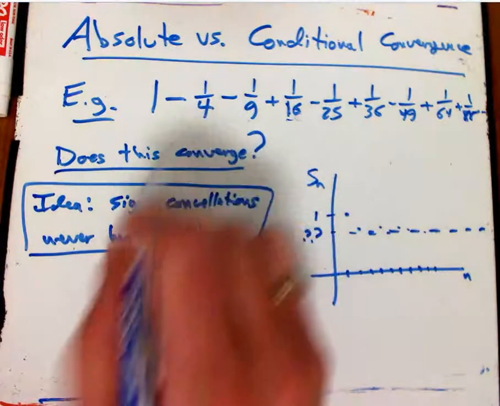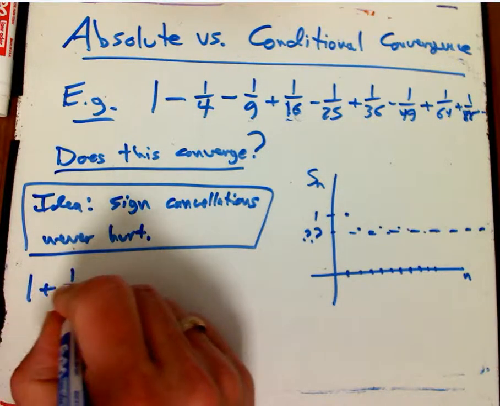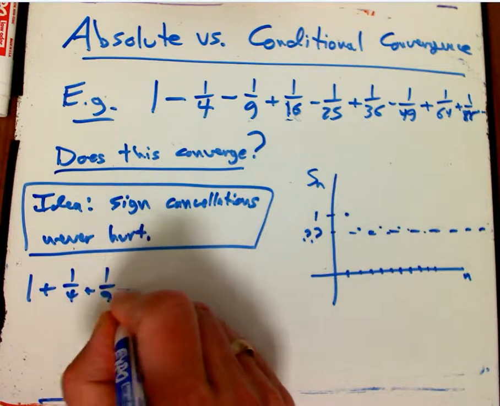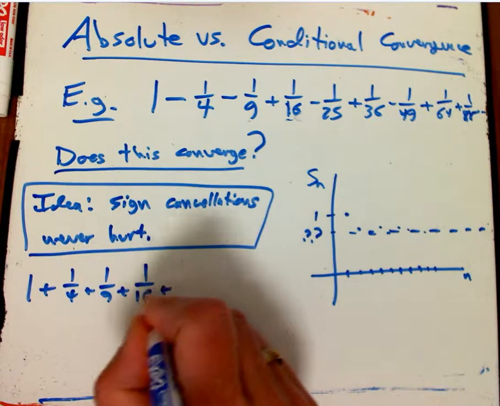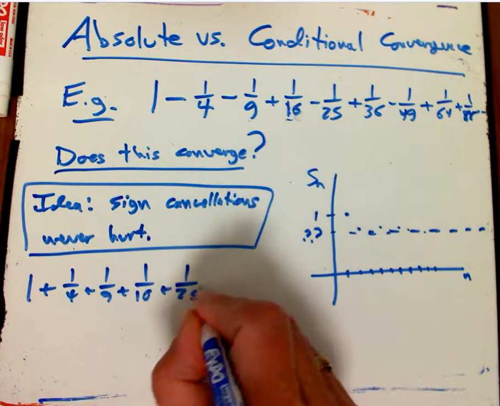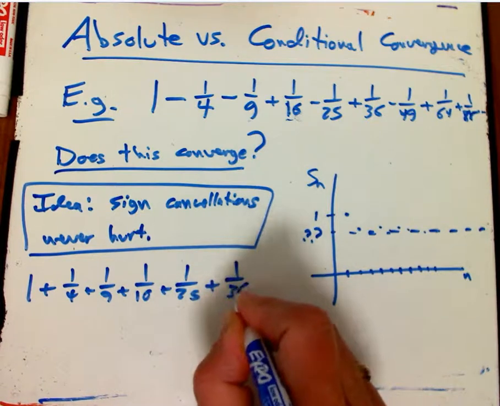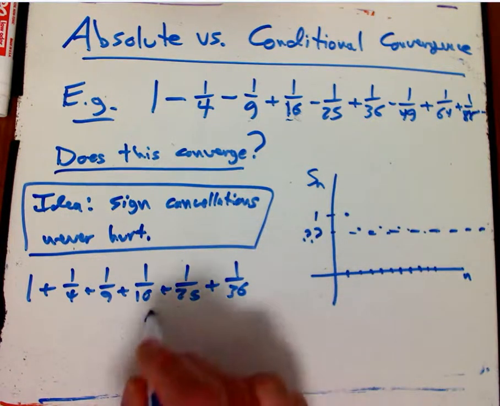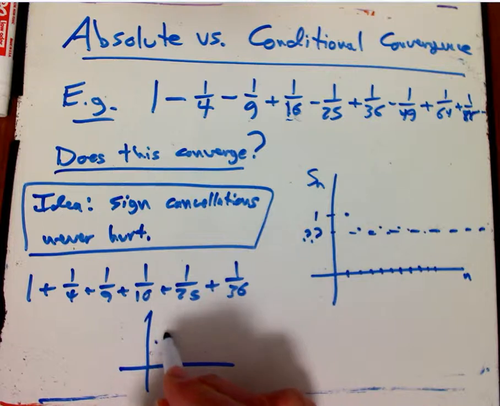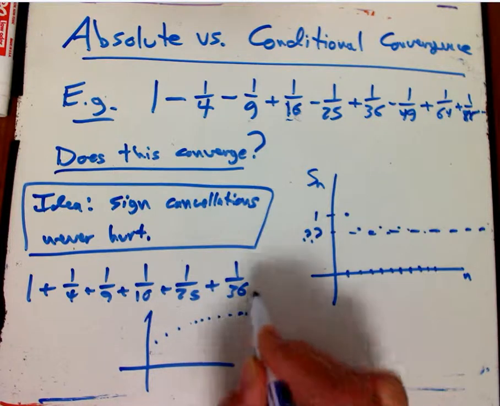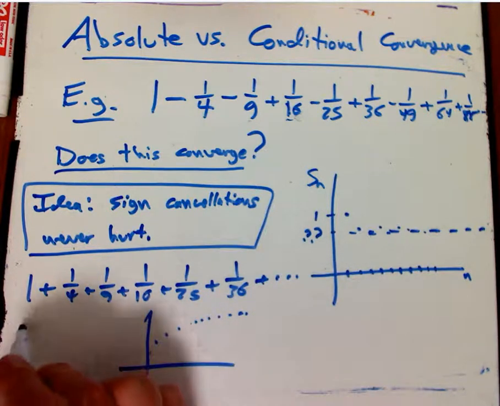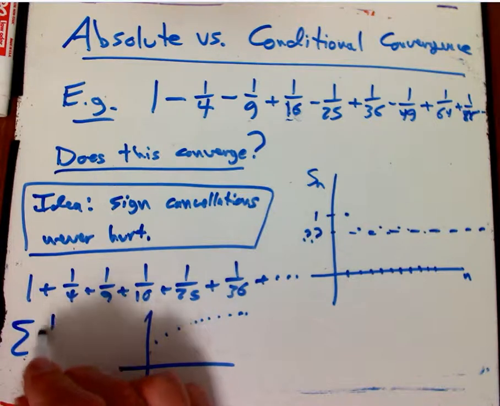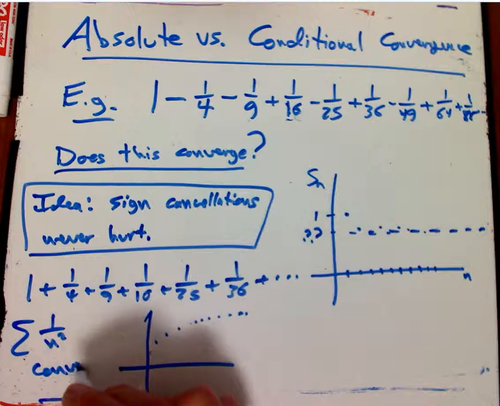And what I'm going to do is compare this. I'm going to say, well, what if I had 1 plus 1/4 plus 1/9 plus 1/16 without any of the signs? So that would be something where the partial sums would go 1 and then go up, up, up, up. But we know this one converges. This is a p-series. This is the sum of 1 over n squared. And that 2 is bigger than 1, so that converges.